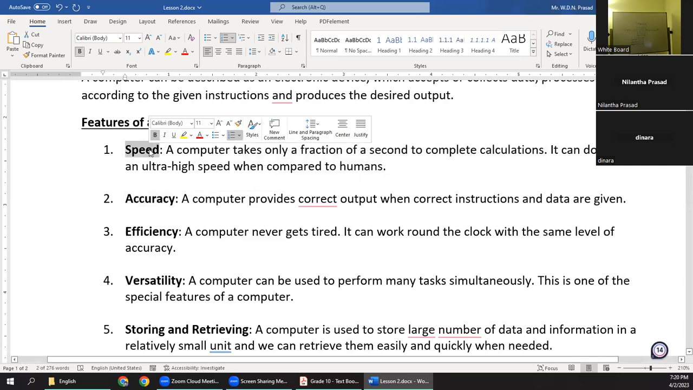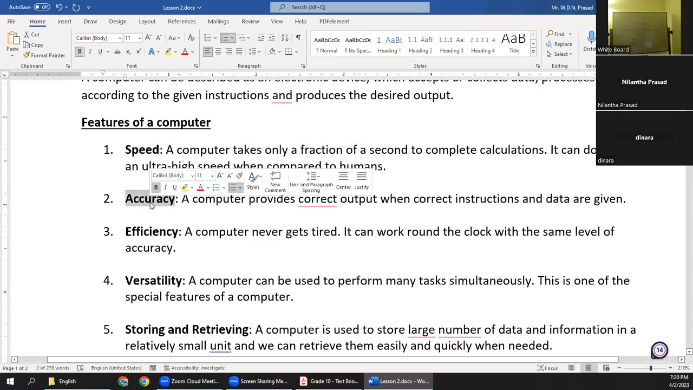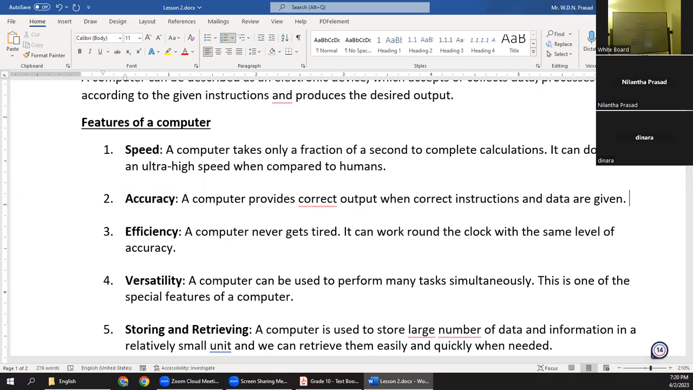But computer will be speed also. It will also always give accurate output if you provide the correct input to it. Correct output when the instructions are in the correct instructions and data are given. Right? That is another thing that you have tried. So humans will make mistakes or errors when the speed is increased, but the computer will not do that.